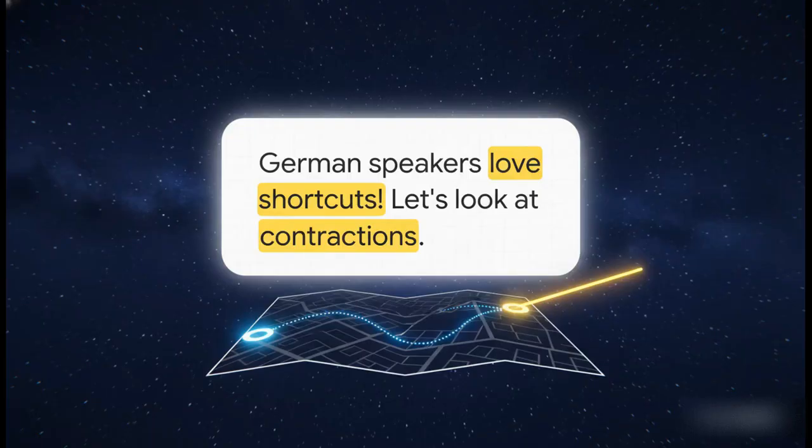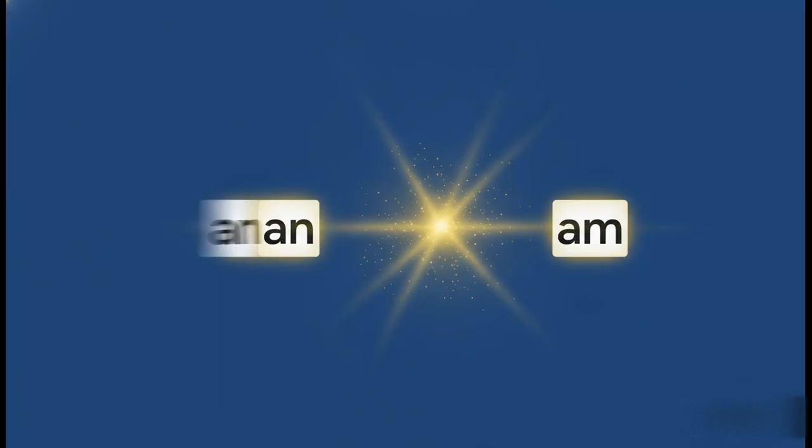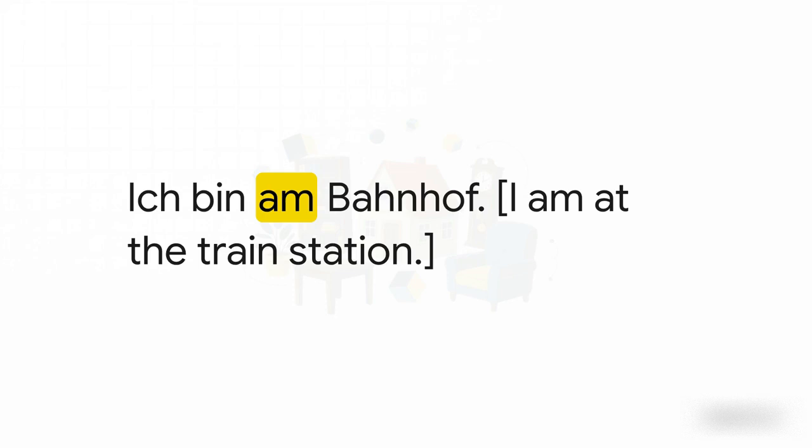Perfect. Now, you know how in English we say don't instead of do not? Well, German speakers do the exact same thing. They love shortcuts to make things sound smoother. And that's where contractions come in. They are super common in everyday speech. So take the preposition an and the dative article dem. When you put them together, they pretty much always get squished together to become am. It's just faster to say and sounds way more natural. So instead of saying something kind of clunky like, ich bin an dem Bahnhof, what you'll almost always hear a native speaker say is, ich bin am Bahnhof.